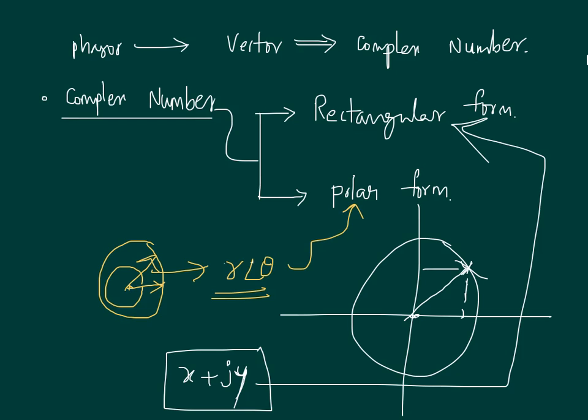So representing one number in polar form and rectangular form, we get the advantage of simplification by using these two forms. We will have many advantages, which we will come to know later. Here the operator j is called the j operator.